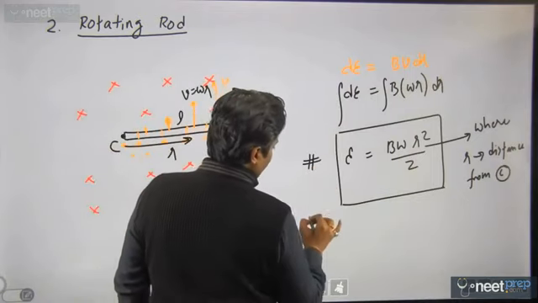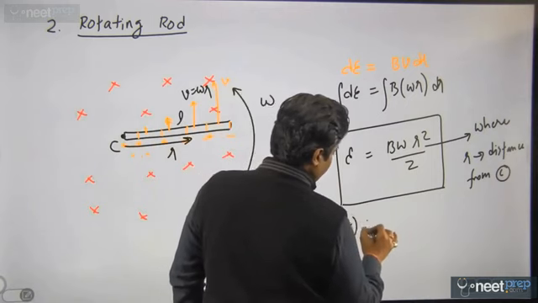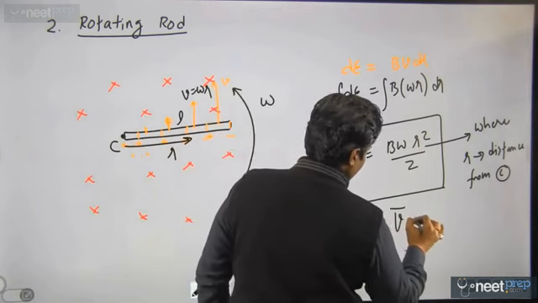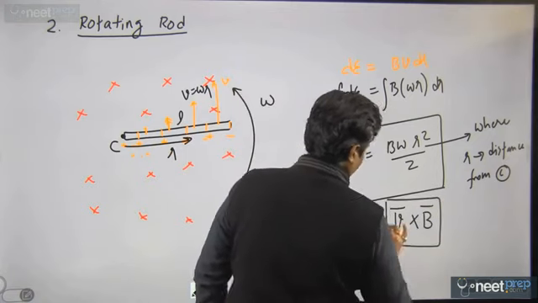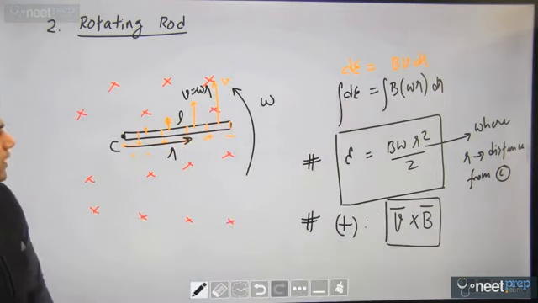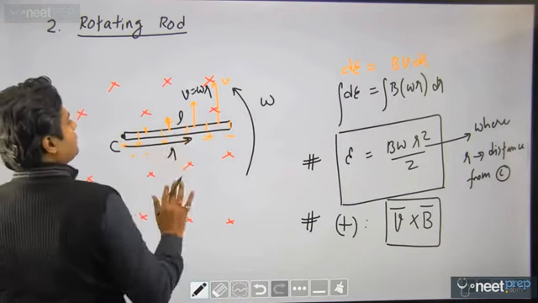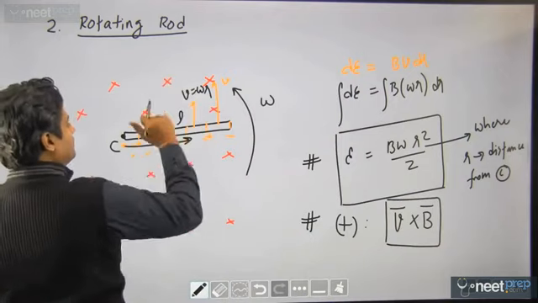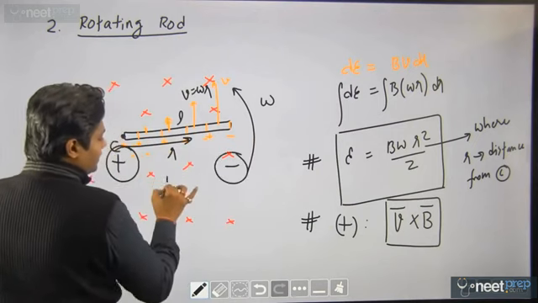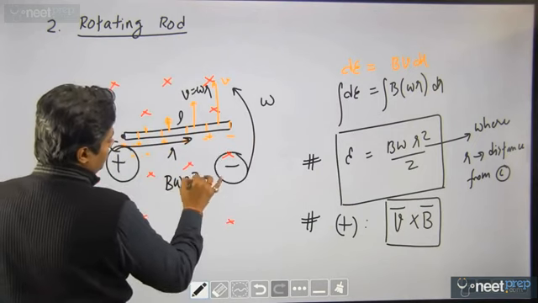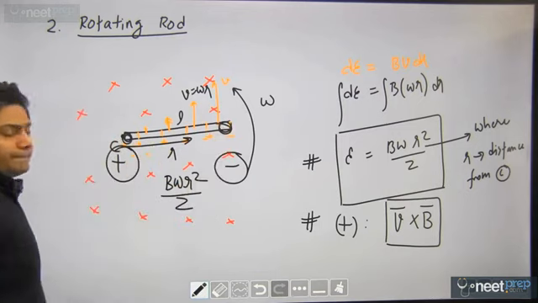To determine the direction of positive polarity, the determination will be done using V cross B. Take the velocity of any point, for example in this case the velocity of any point is upwards, then V cross B gives that the center will be positive and this will be negative, and the potential difference will be equal to B omega r square by 2, where r is the distance from the center.